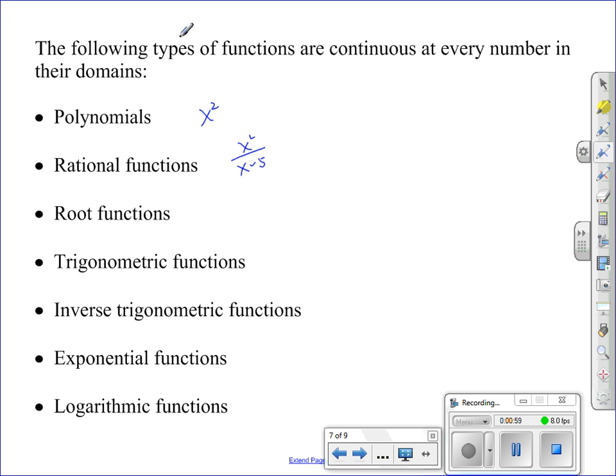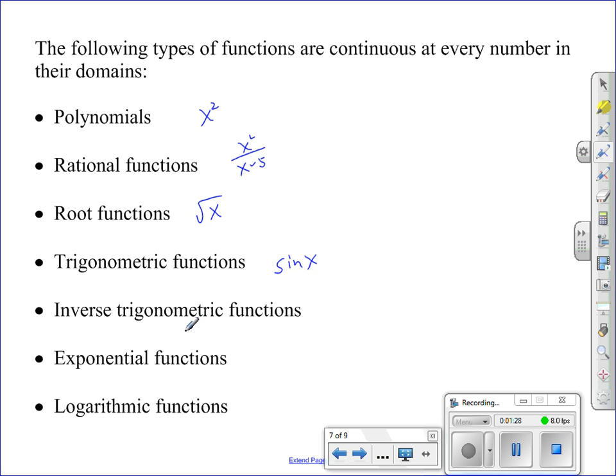Well, this is continuous everywhere in its domain, but notice that x equals 5 is not in the domain. That's why it's not continuous at 5, right? So in the domain, it's still continuous everywhere. Or root functions, like square root of x, are continuous everywhere in the domain, x greater than or equal to 0. Trig functions like sine x, cosine x, tangent x, they are all continuous in the domain.